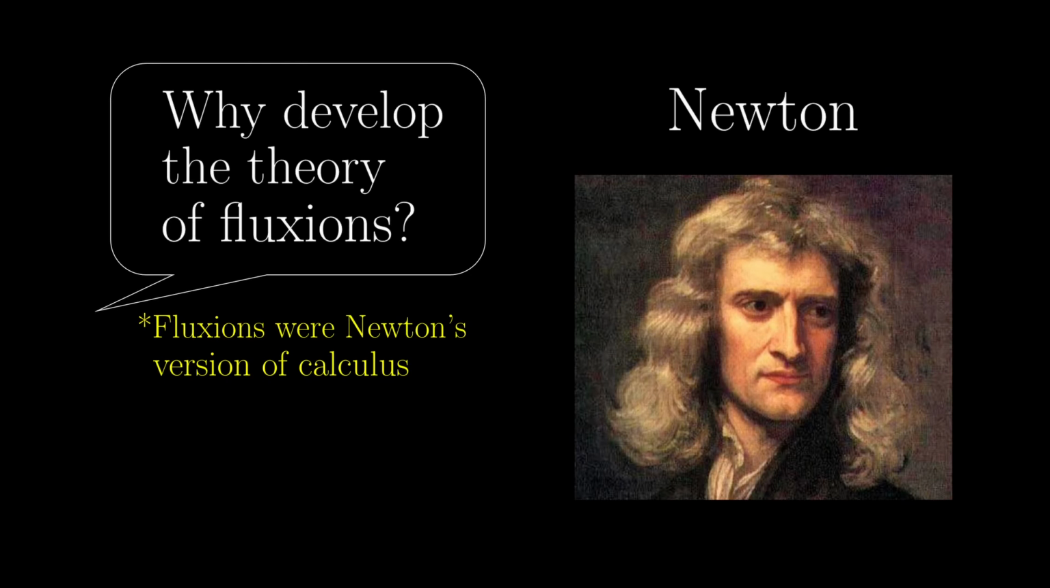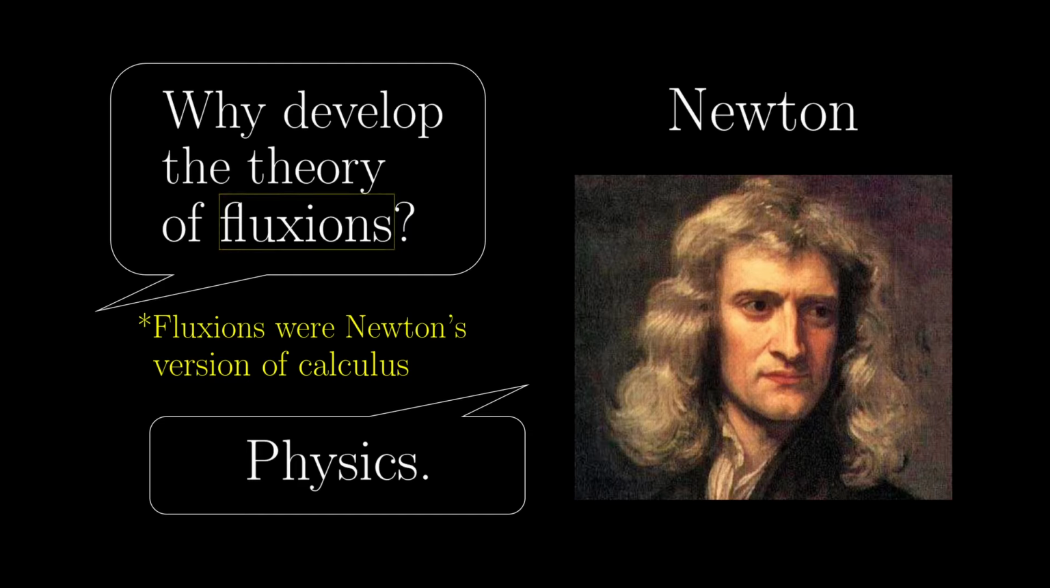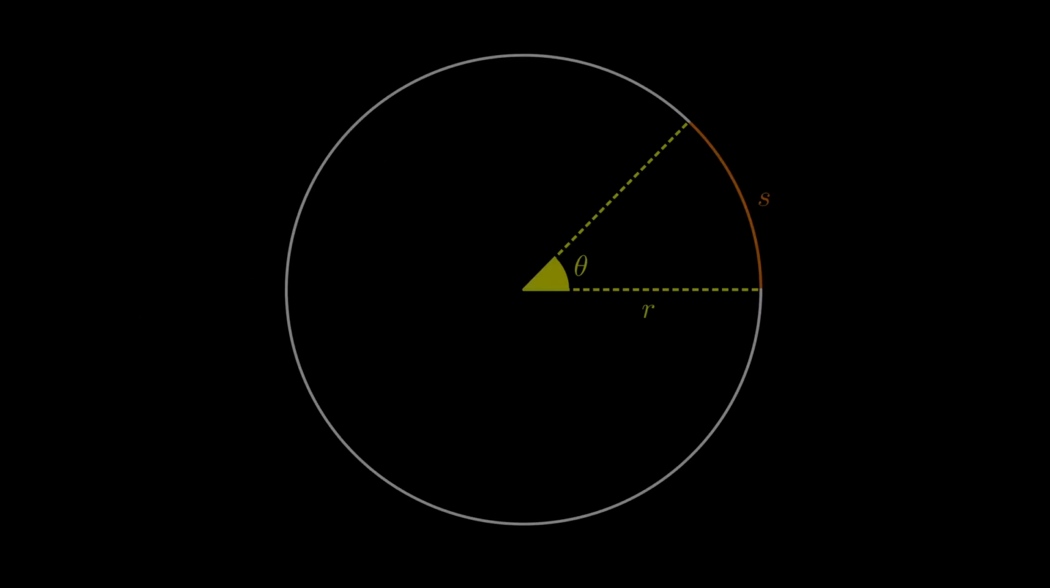One of the main motivations to develop calculus, for Newton at least, was physics. In fact, his theory of fluxions basically means derivative with respect to time. You might have also seen and used the fluxion notation in physics. On a circle, if we revolve along a circular path, then the distance traveled follows this formula.